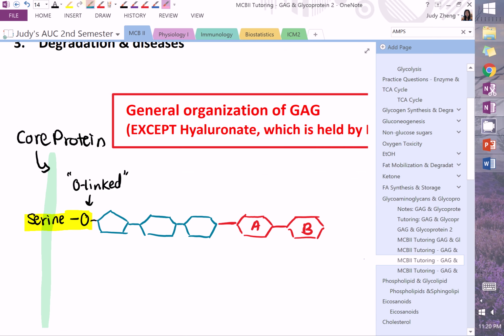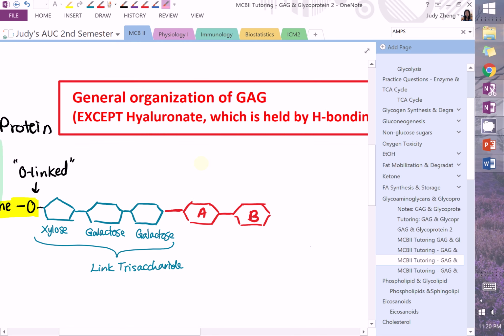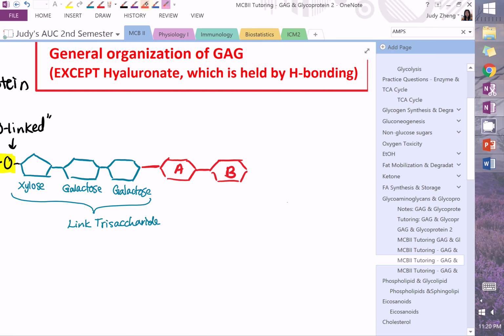The first part doesn't actually immediately add onto a GAG. So this first stretch is actually considered a linker. What it is is 3 sugar molecules: xylose, galactose, and another galactose. So this is a linker trisaccharide. So what follows is the GAG.